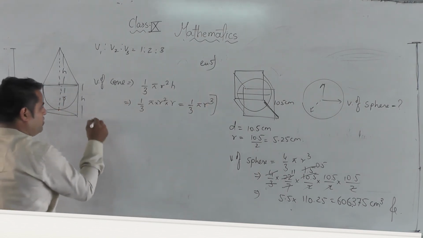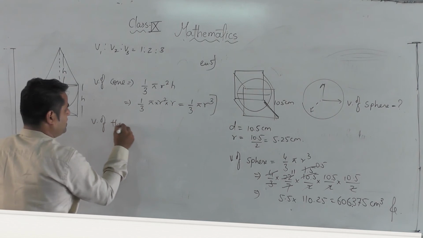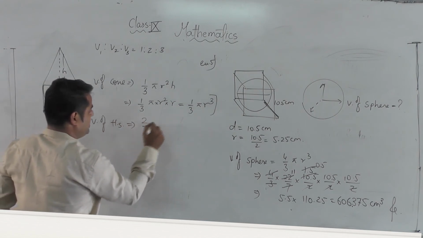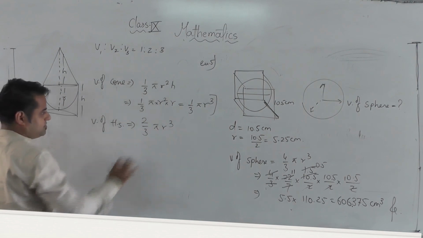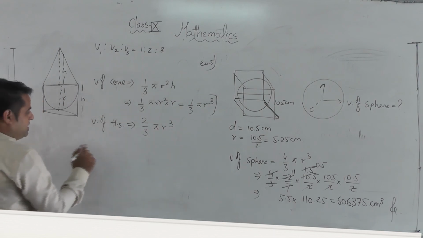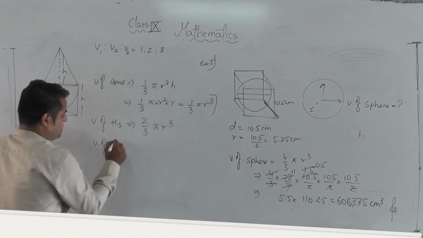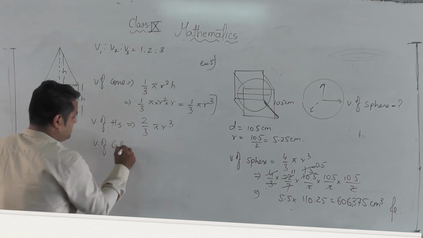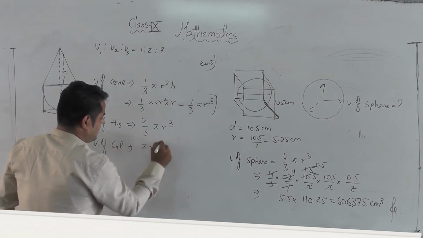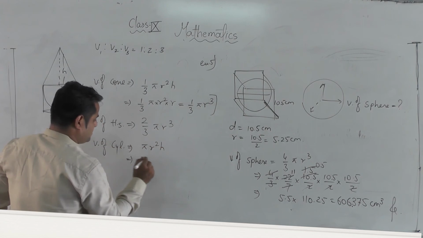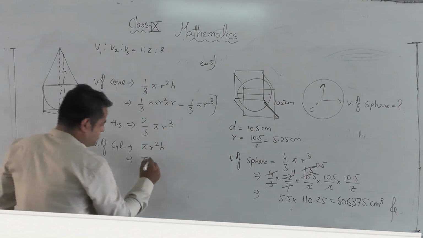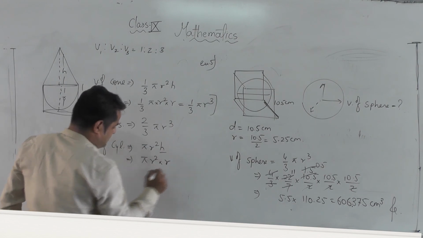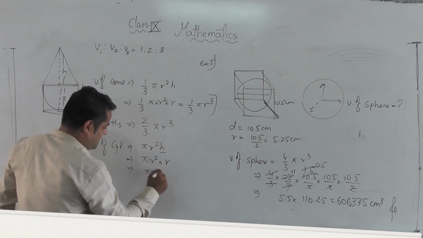Okay, volume of hemisphere now. Now volume of hemisphere is 2/3 pi r cube. I am keeping it like this only because there is no height. Then volume of cylinder, which is pi r square h. Okay, now since here r is equivalent to that h, I am keeping r in the place of h, so that it will become pi r cube.